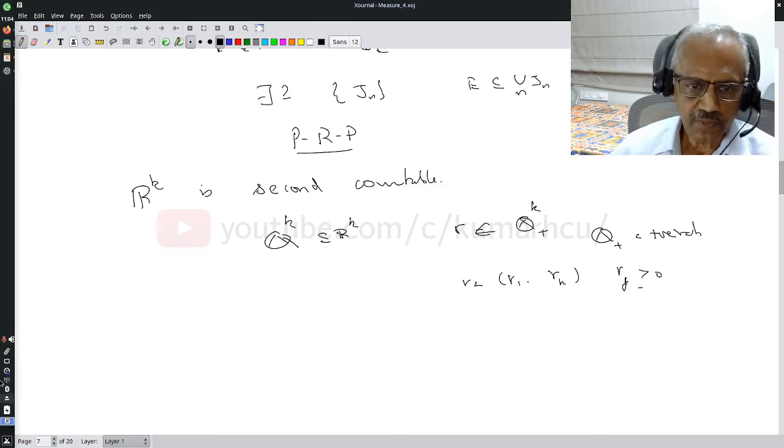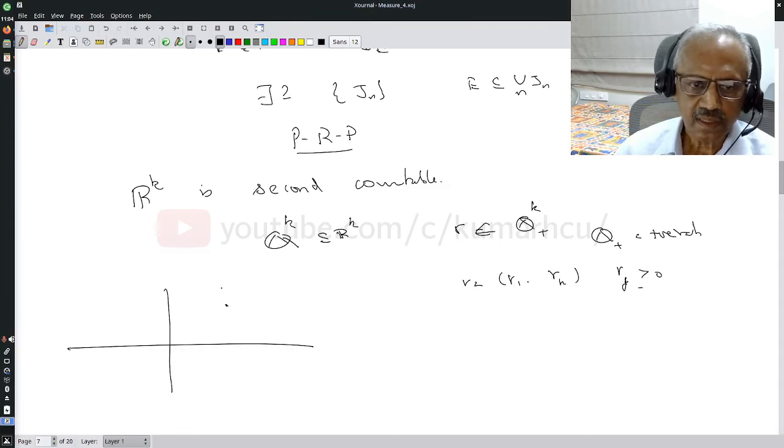Therefore, I have something like this. The picture will be something like this. I have this, this is my x, y, this is my Q. I'm looking at R^2. Then what do I do? Then I can go in the x direction up to the r1 direction. This is r1.